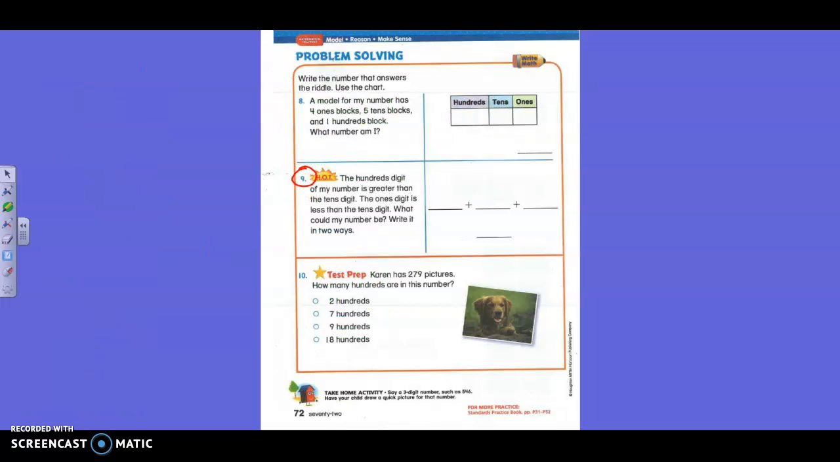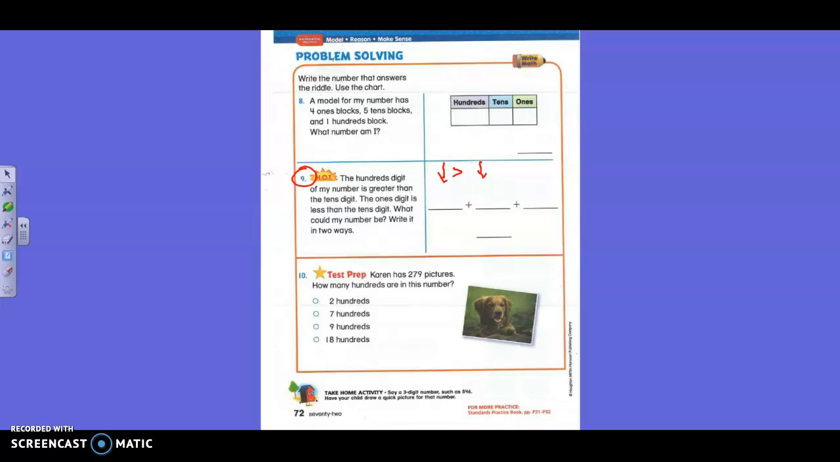Okay, here it is. Let's read it. The hundreds digit of my number is greater than the tens digit. Okay, so this one has to be bigger than the tens. The hundreds has to be bigger. That's all that's telling us. It doesn't even tell us any numbers yet. It's just telling you it will have to be a bigger number than the middle one.